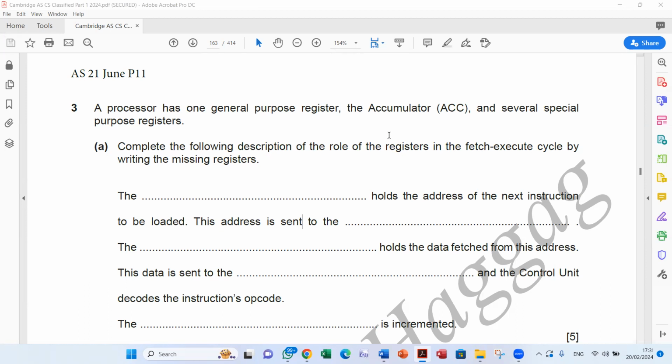Okay, complete the following descriptions of the role of the registers in the fetch execute cycle. And now they call it fetch decode execute. What does this mean? This is the most important item of activity, the fetch decode execute. Fetch an instruction from memory, put it in appropriate registers in the CPU, decode that instruction, and then execute that instruction, and then look for the instruction that comes next.